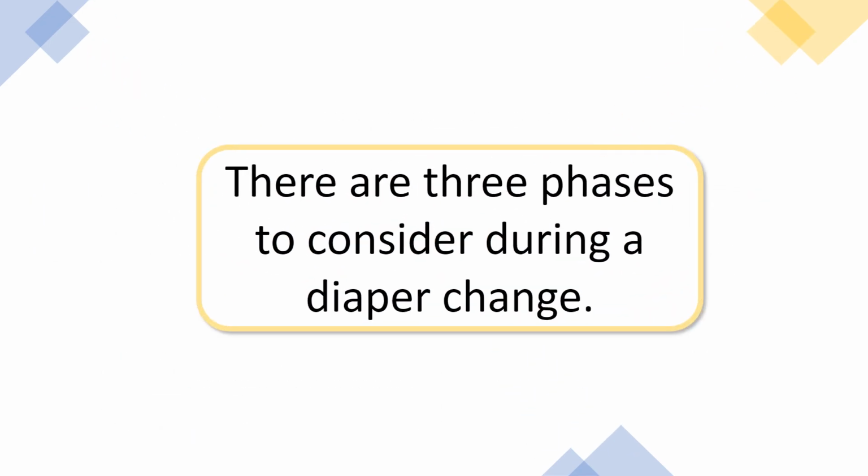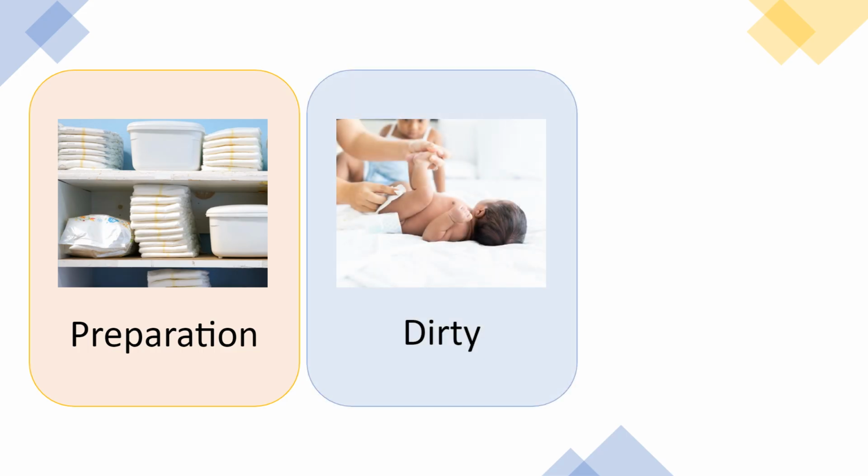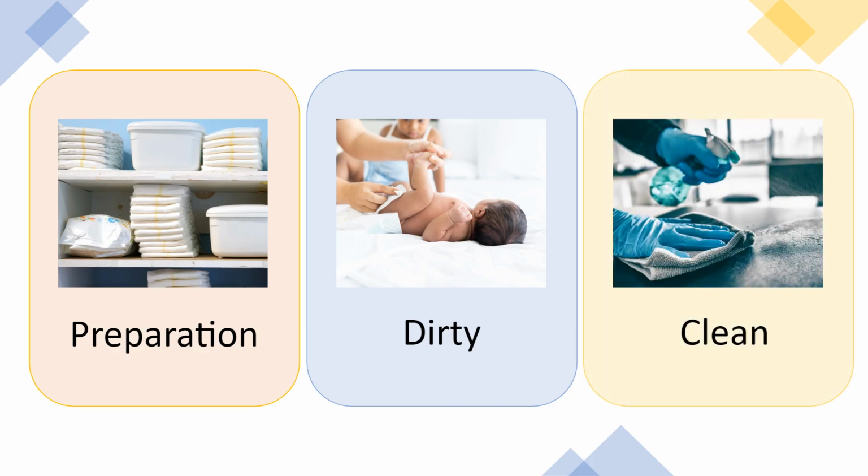There are three phases to consider during a diaper change. The preparation phase includes everything you need to prepare for a diaper change. The dirty phase includes the steps involved when removing and discarding a soiled diaper. The clean phase includes the placing of a clean diaper on the child and ensuring the changing surface is clean, disinfected, and ready for the next child. Let's take a deeper look into each of the phases.